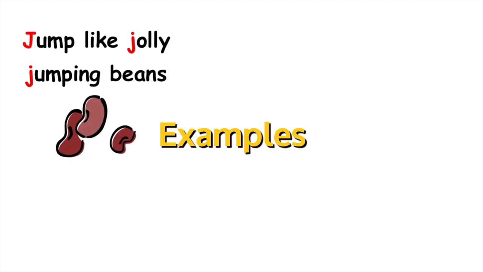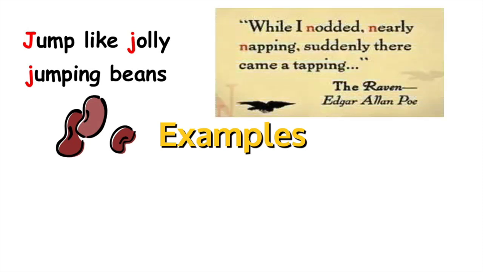So let's look at some examples. Jump like jolly jumping beans. Jump, jolly, jumping. While I nodded, nearly napping, suddenly there came a tapping. The Raven, Edgar Allan Poe. So we have nodded, nearly napping.